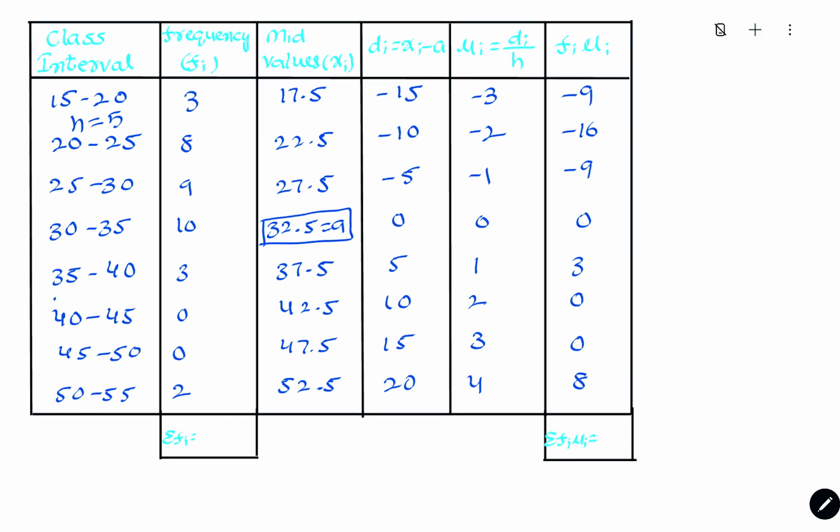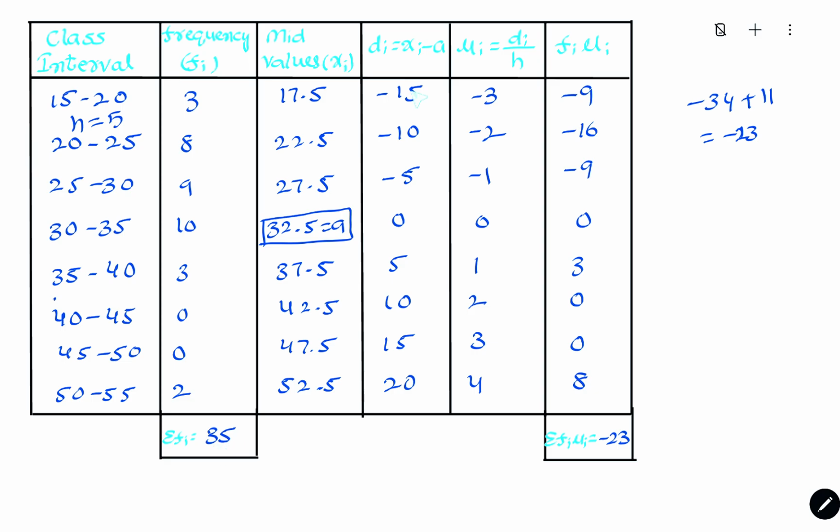Now add these values. First add negative values. Minus 9 minus 16 is minus 25, minus 25 minus 9 is minus 34. Now add positive values. 3 plus 8 is 11. Then we get minus 23. If the bigger value is negative, then our answer is also negative. We got sigma fi ui is minus 23. Here sigma fi, if we add these frequencies, we get 35.